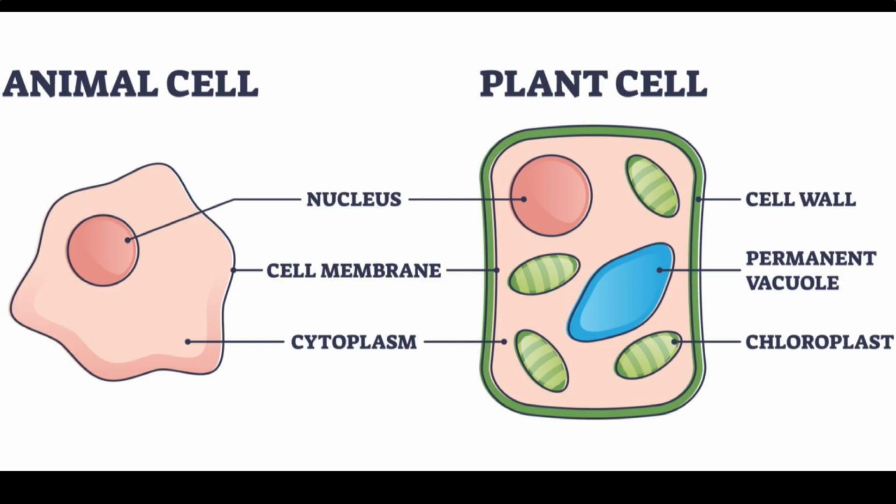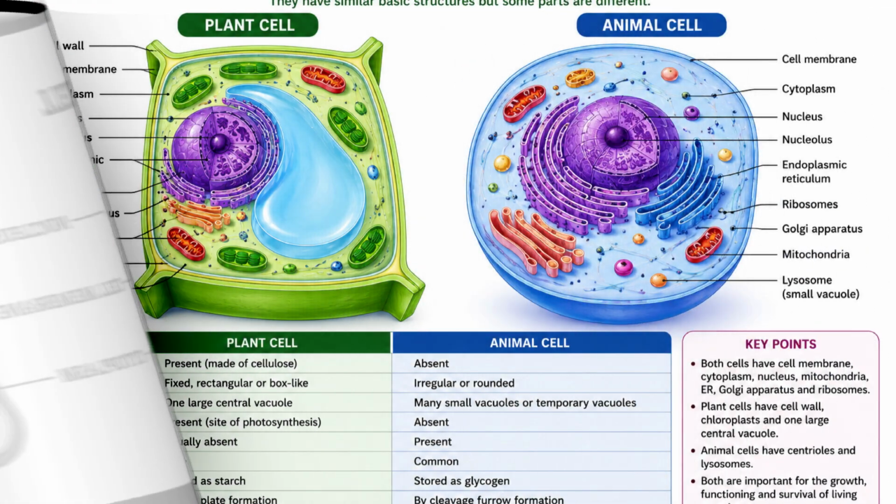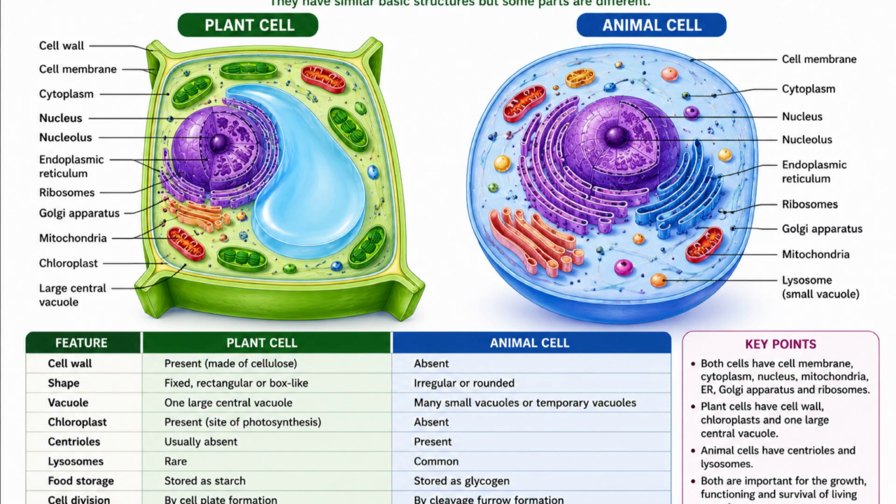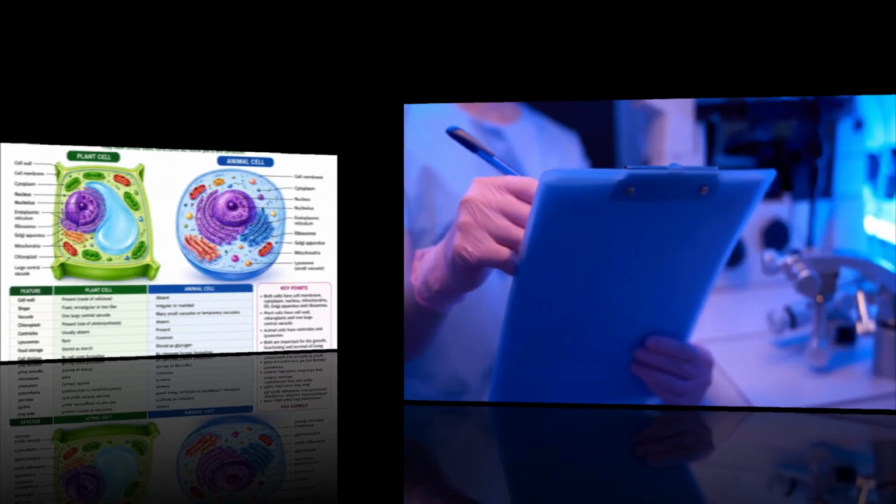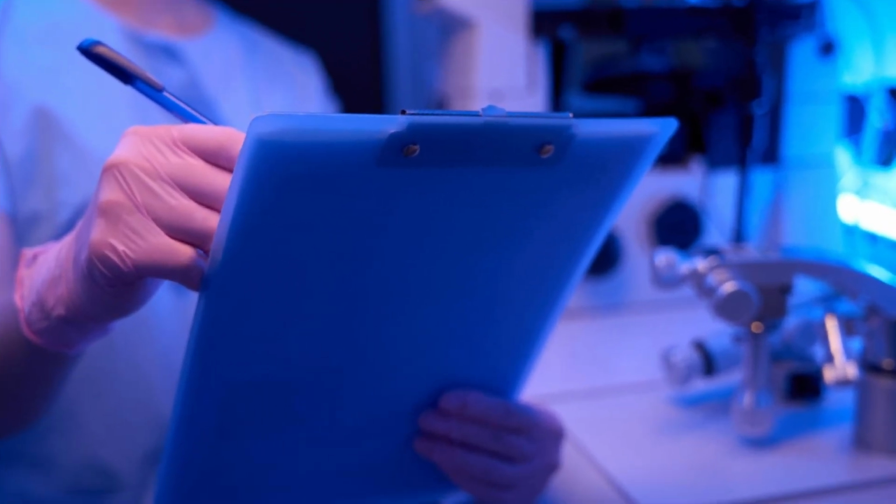Plant cells and animal cells share many similarities, but they also have important differences. Plant cells contain a rigid cell wall, chloroplasts for photosynthesis, and a large central vacuole. Animal cells, however, do not have a cell wall or chloroplasts, and their vacuoles are usually much smaller. The study of cells is known as cytology.